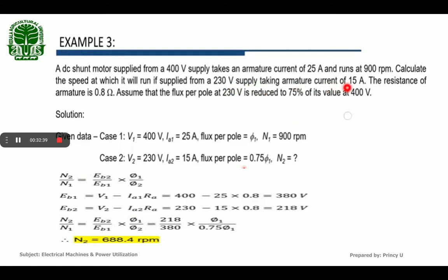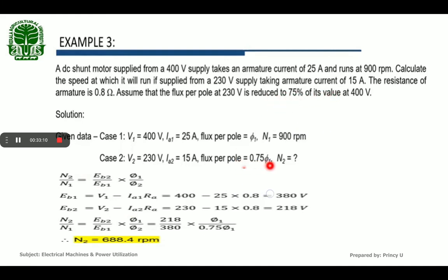It takes a current of 15 ampere. That is, V1 and V2 is 230 volt. Ia1 was 25, Ia2 is 15 ampere. And the resistance of armature is 0.8 ohm. Okay, assume that flux per pole at 230 volt is reduced to 75%. So in the first condition we consider the flux per pole as phi1, and the flux per pole here is given as 75% of the initial flux.